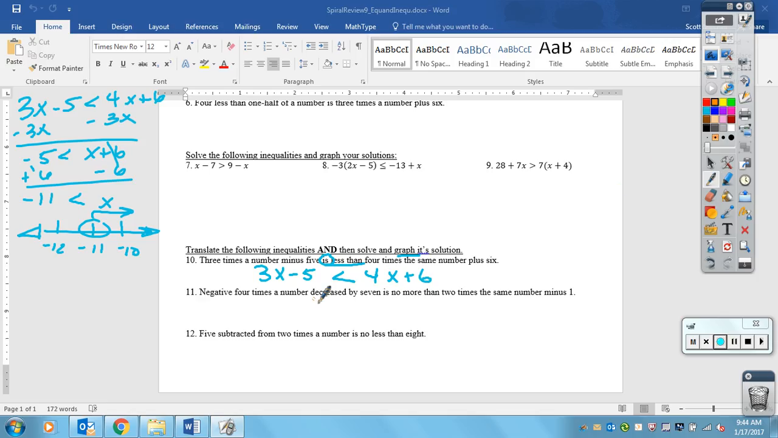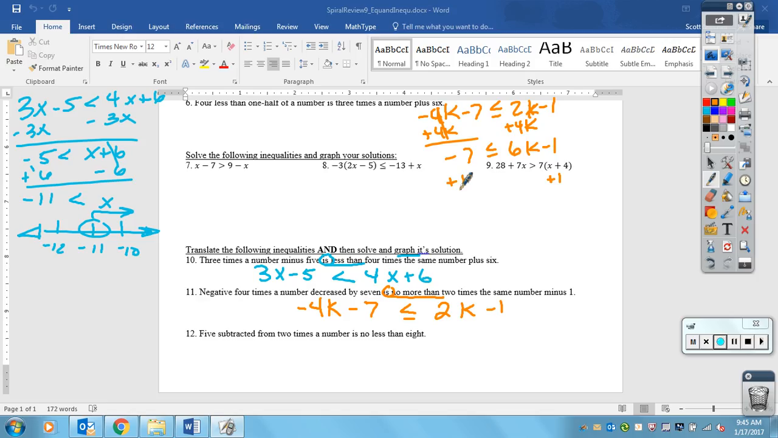Negative 4 times the number decreased by 7 is no more than 2 times the same number minus 1. Is no more than means is less than or equal to. Negative 4k minus 7 is less than or equal to 2k minus 1. Add 4k, add 4k. Negative 7 is less than or equal to 6k minus 1.